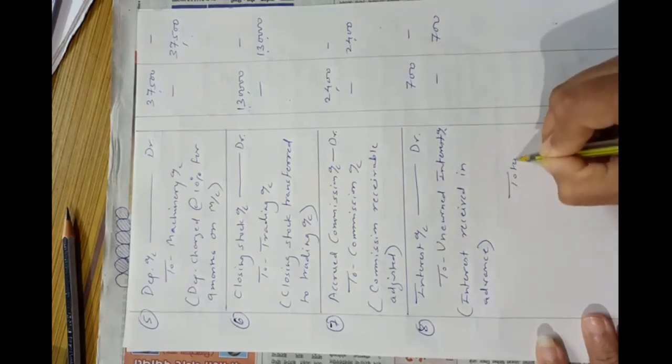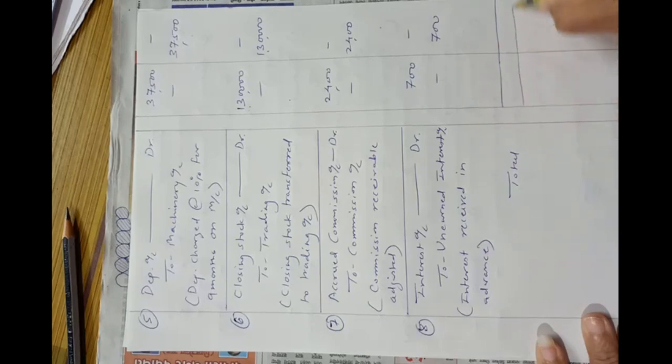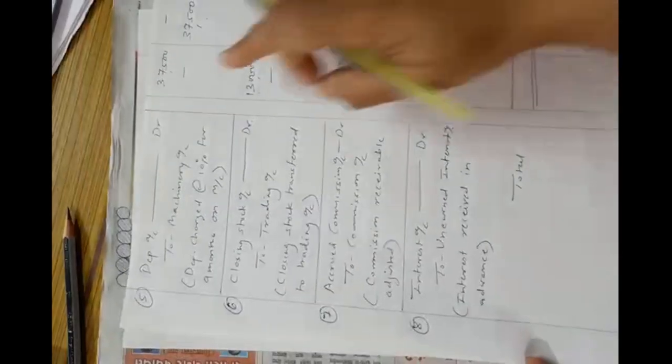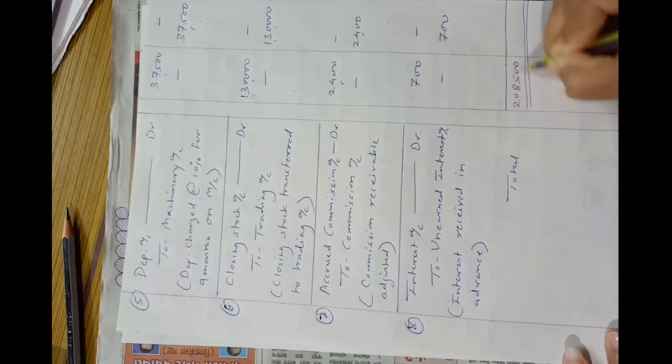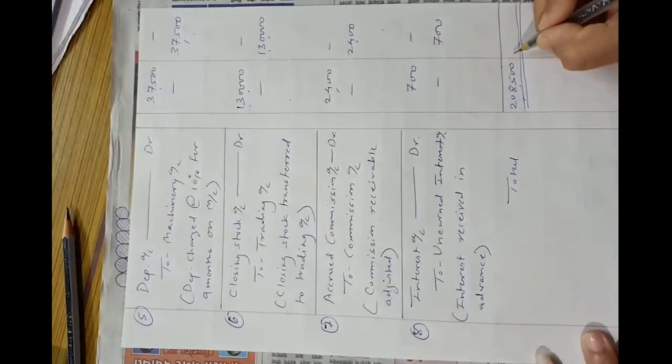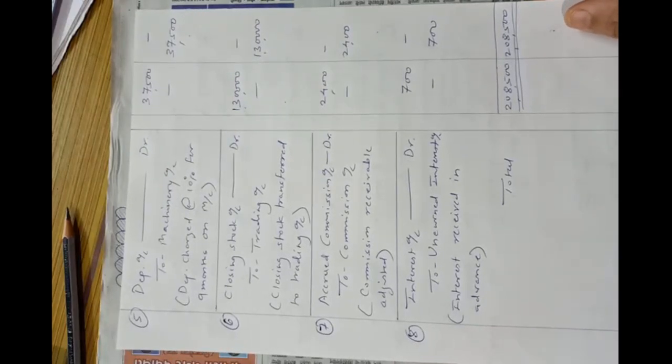Now you have to make the total of this journal. All debit column items will be added, and the total is 2,08,500. And now credit total of all credit items, this is the working. So total is 2,08,500. In this way we have to prepare journal when various kinds of transactions are given. That's all.